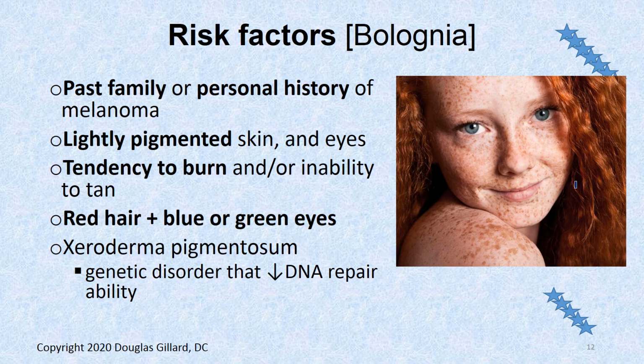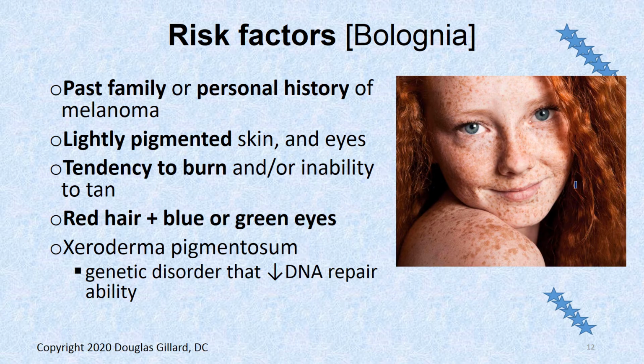Some risk factors. If you have a personal history or family history, mom and dad have it, or you've had it before, you're at risk. People with red hair, blue or green eyes are at risk. They're very lightly melanated, so they tend to be susceptible to UV damage and mutations. As for the tendency to burn, if you can go out and get a nice tan, you're less likely to get cancer than those people who try to get a suntan and they just get red.